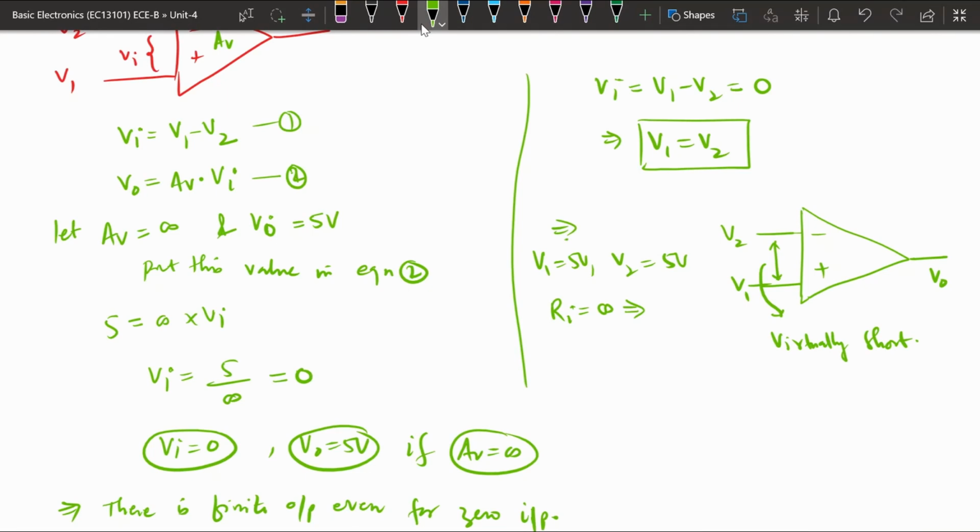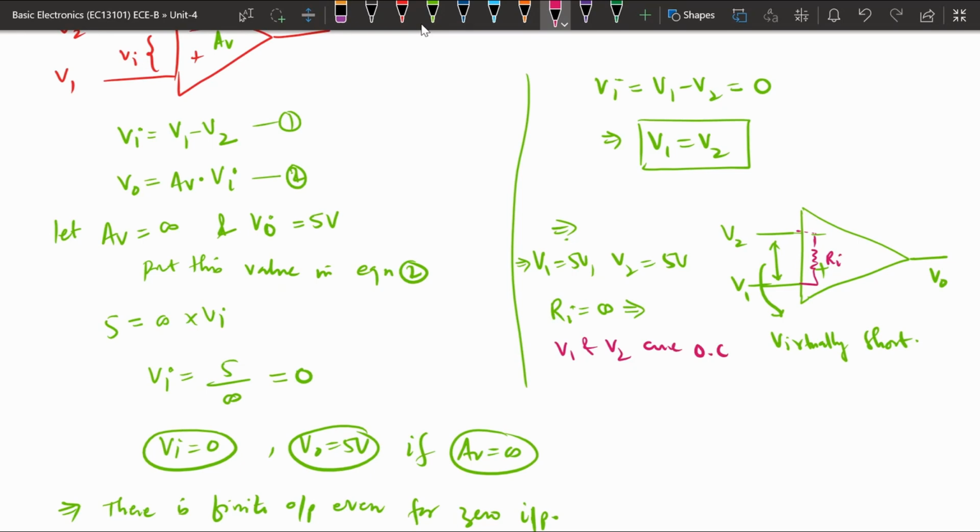So as this is the case, we have V1 equal to 5 volt and V2 equal to 5 volt. Both are equal, and at the same time it is an ideal one, so the input resistance will be infinity. If input resistance is infinity, which is basically connected in this way, and here this is called input resistance, it will be an open circuit. That means both V1 and V2 are open circuited and both are equal.